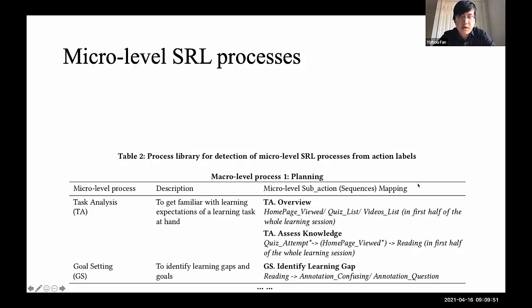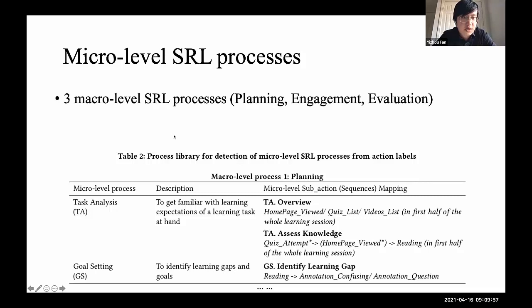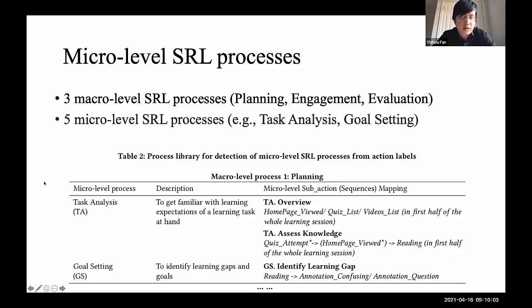The next step is we build a process library as shown here. So we define 3 macro level SR processes, which are planning, engagement, and evaluation. Under each macro level SR process, we define the micro level SR processes. For example, planning, as shown in the screenshot, includes task analyze and goal setting.